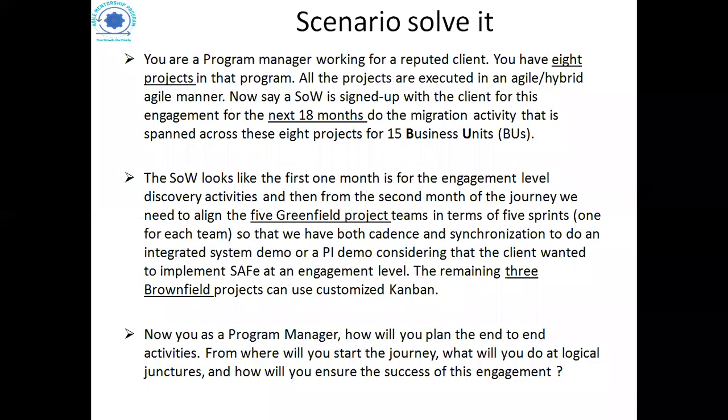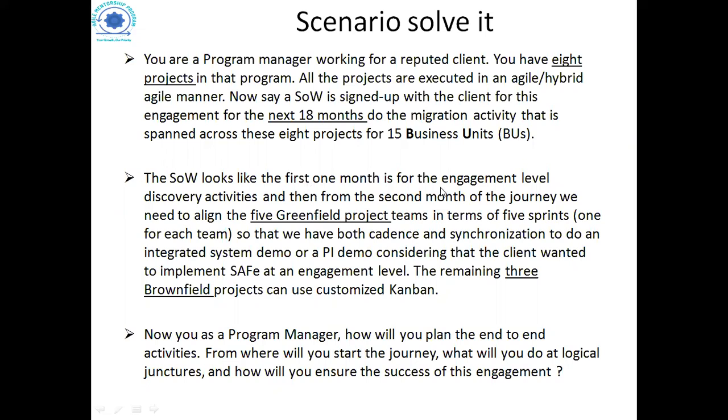Correct. And one more complexity is it is a migration project. See, wherever there is a clue, we need to pick it up. What it says is it is an agile or a hybrid agile. Point number one. Point number two, it is a migration activity. Point number three, it needs to be done across 15 business units. Then what is the fourth point?